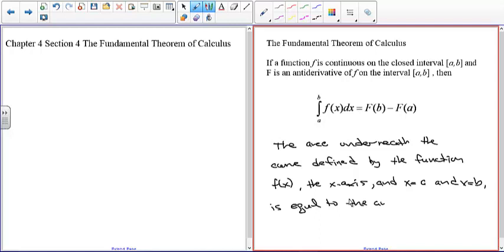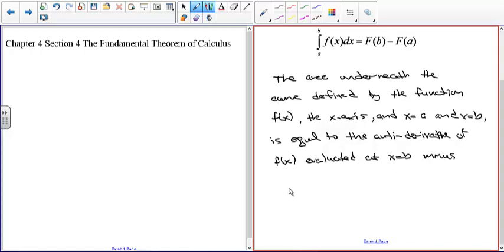the antiderivative of f of x evaluated at x equals b minus the antiderivative of f of x evaluated at x equals a. Okay, so that's what the formula is basically telling us.